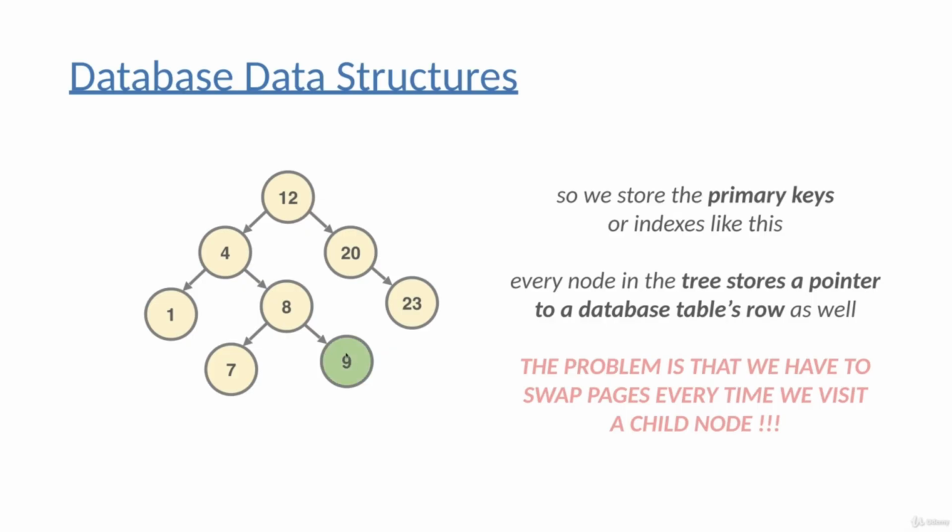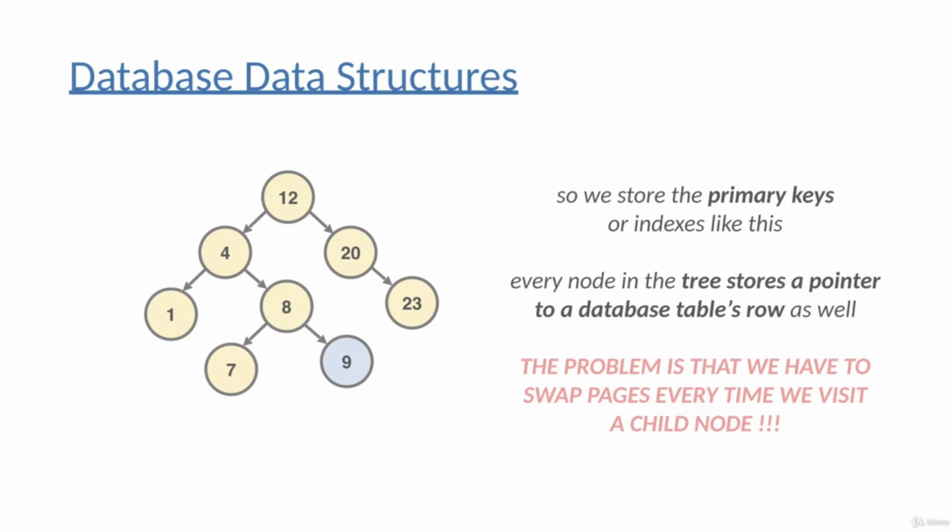Of course, a good question is whether it is a good solution to store the primary keys in a binary search tree like this. Unfortunately, no. The problem is that we have to swap pages every time we visit a child node. So whenever we start with the root node, the operating system is going to fetch a page into the internal memory. Then we come to the conclusion that we have to visit the left child. Then again, the operating system is going to fetch another page into the main memory.